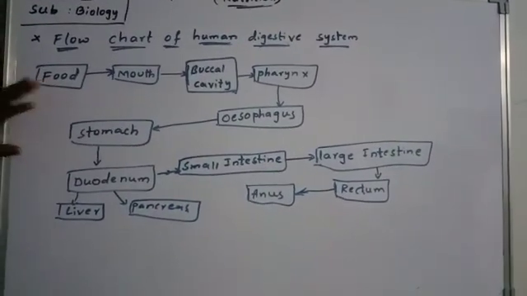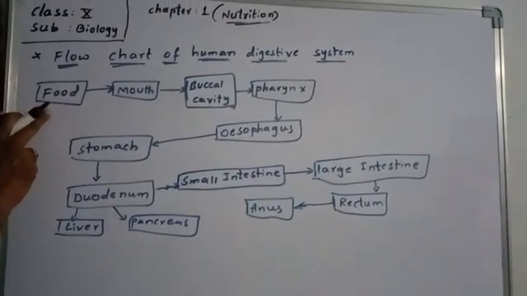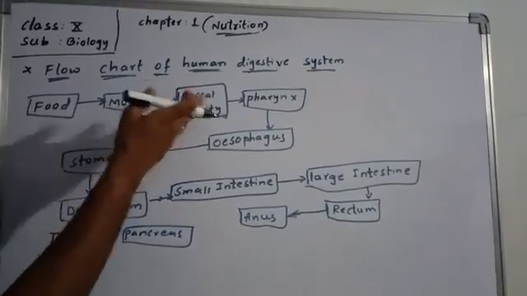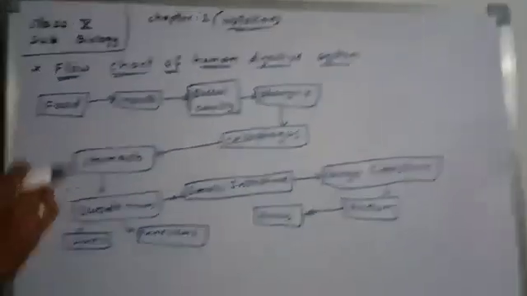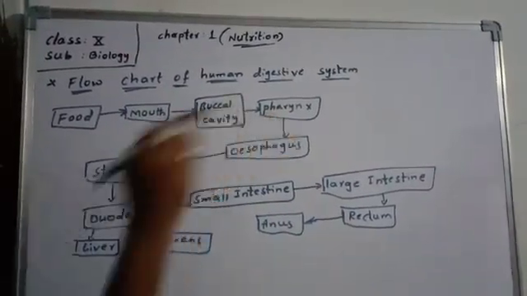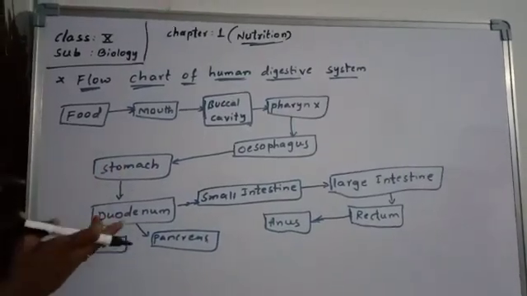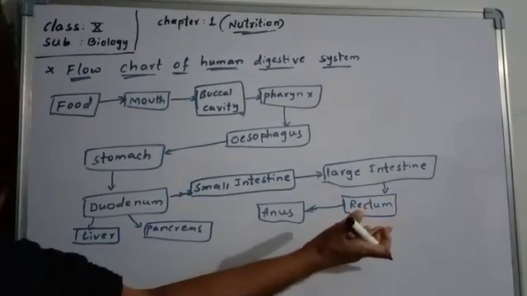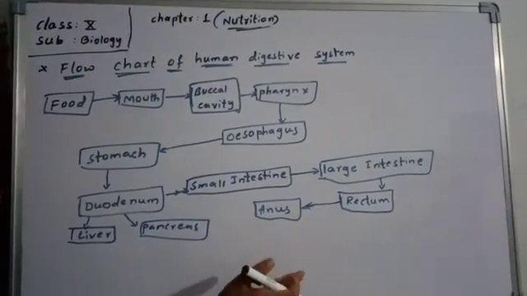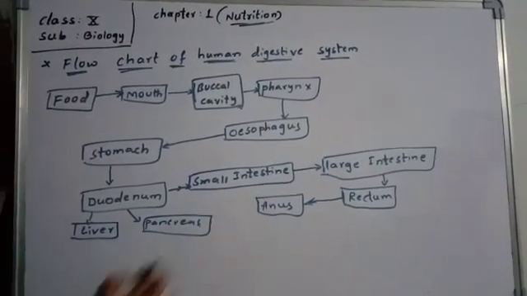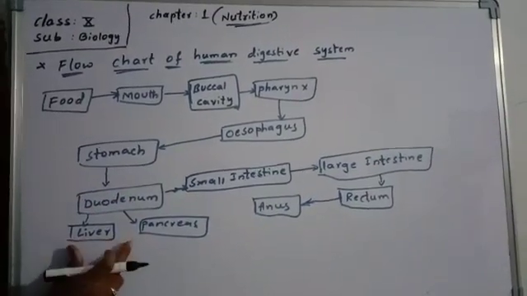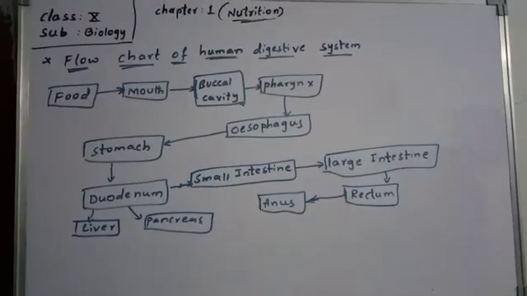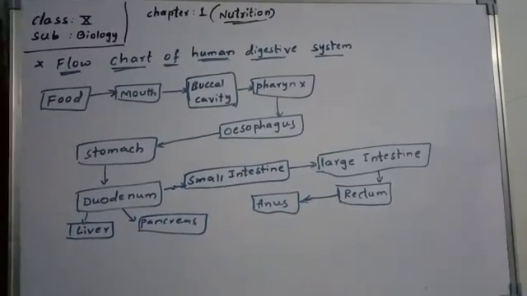First we take the food in, and it goes to the mouth, then the buccal cavity, larynx and esophagus, stomach, duodenum and small intestine. After that come the large intestine, rectum and anus, and the waste exits outside. The duodenum is connected with the liver and pancreas. Clear? Liver and pancreas.